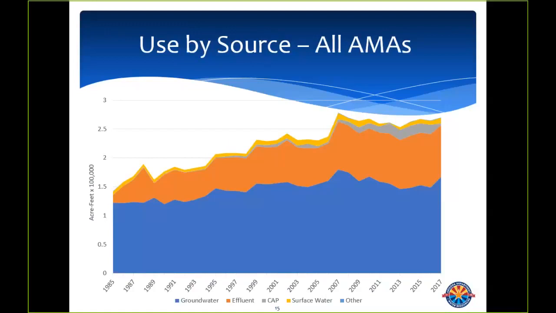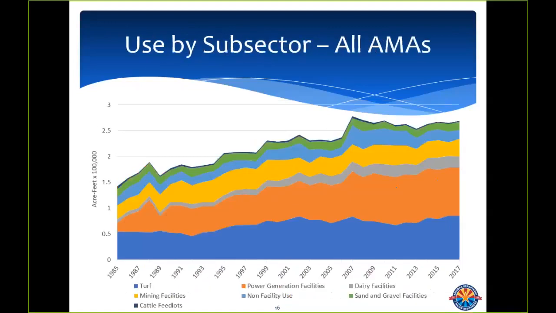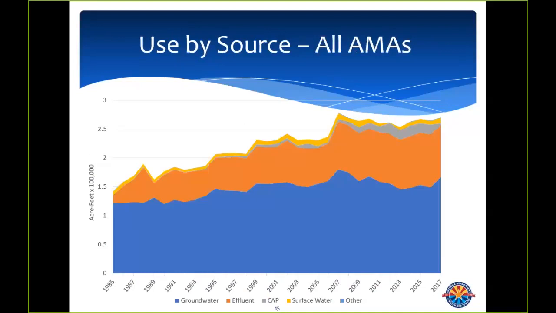This page is just kind of how we look at the data. This is use by source, one of our common ways we break out water use, with time along the x-axis and the amount along the y-axis. So this is for the AMAs. The big one on the bottom is groundwater. Orange is effluent. The gray in there is CAP, and then the surface water is in yellow. And then up top, there's a very tiny sliver of other.